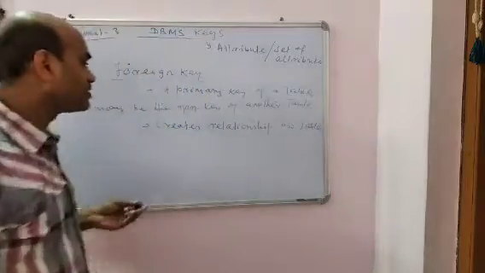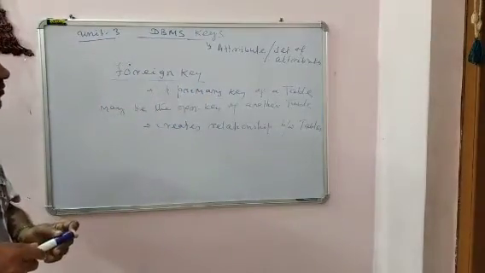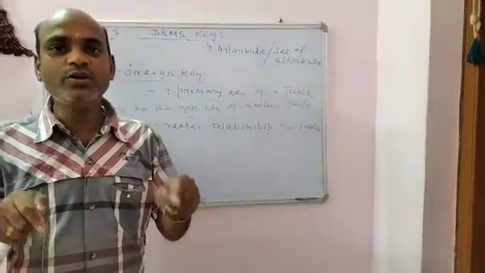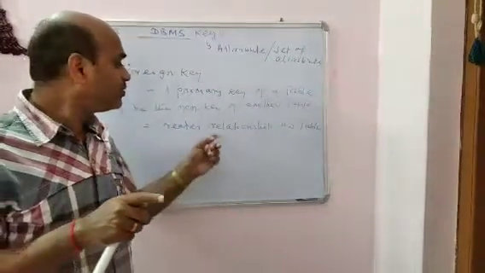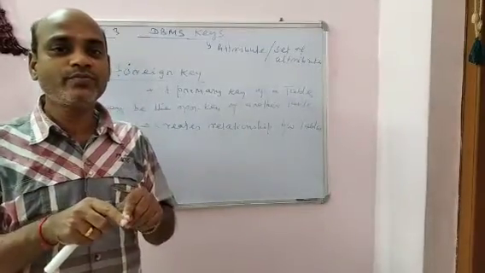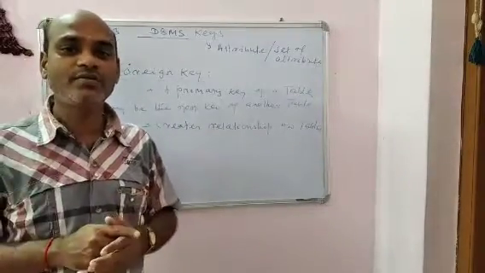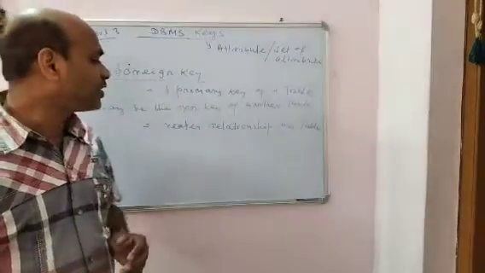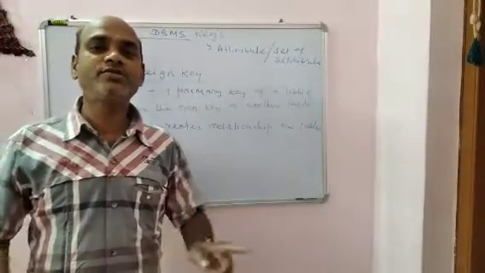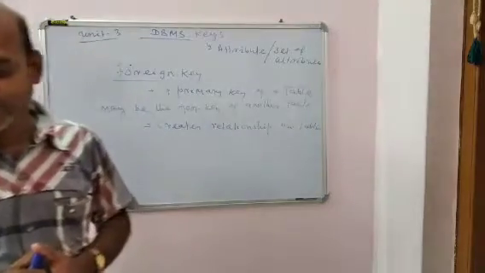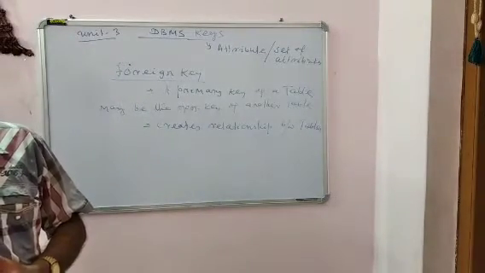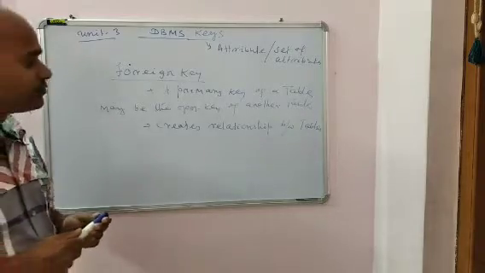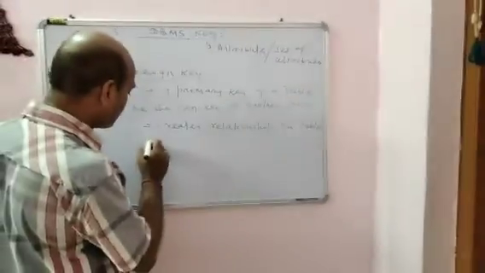It creates a relationship between tables, because whenever we want to relate two tables, there must be a common key field. So a foreign key also helps to give a relationship among tables. The purpose of this foreign key is to maintain data integrity also.